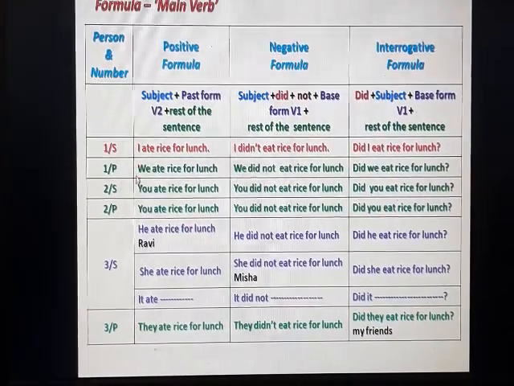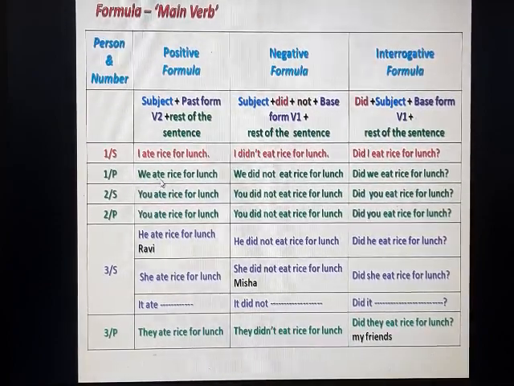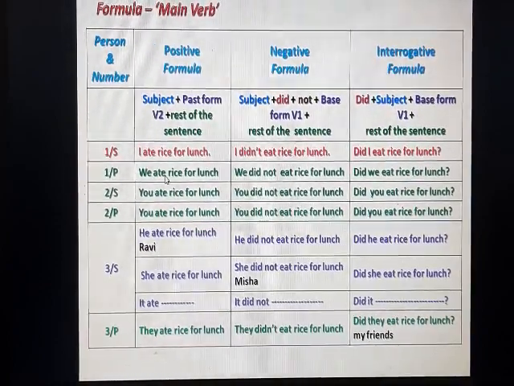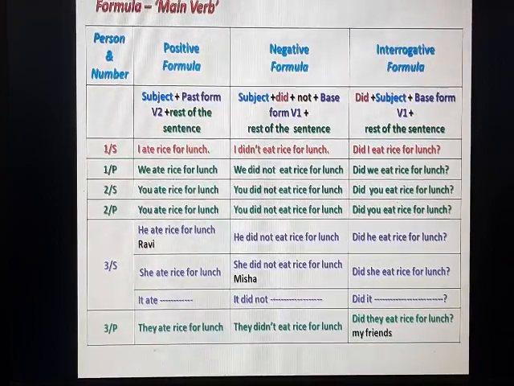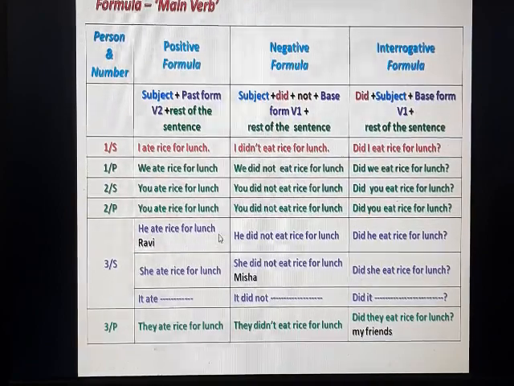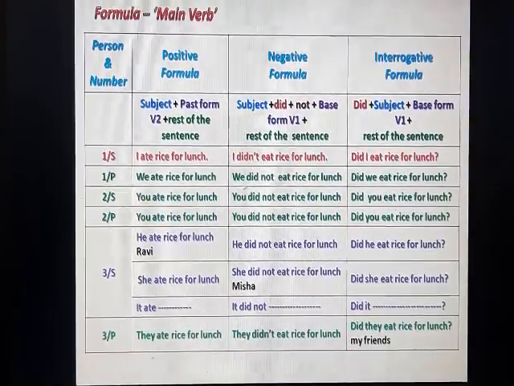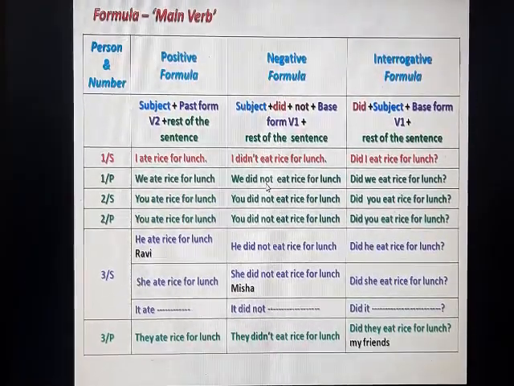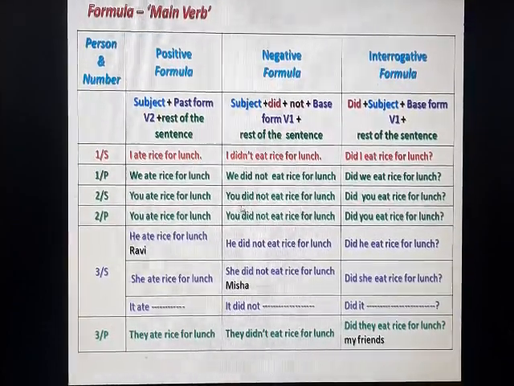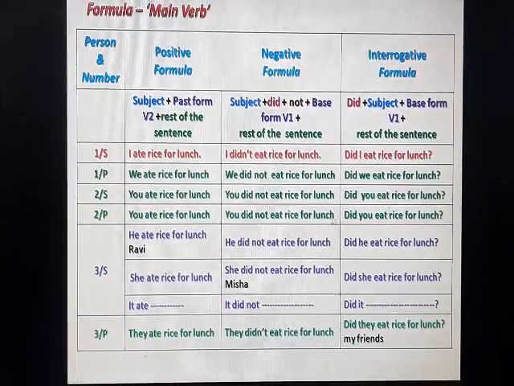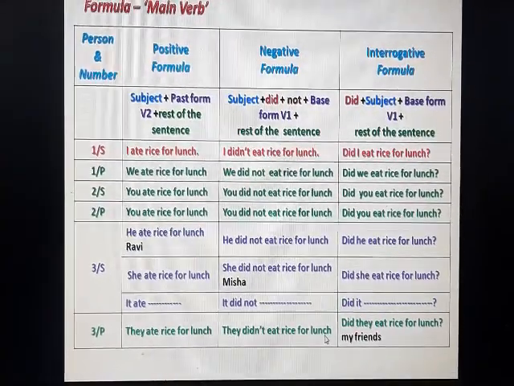For all the other persons and numbers, we use the same verb ate, past tense, irrespective of the number and the person. We ate rice for lunch, you ate rice for lunch, he ate rice for lunch, they ate rice for lunch. Same way in the negative also, we use did not, irrespective of the number and the person. We did not eat rice for lunch, you did not eat rice for lunch, she did not eat rice for lunch, they did not eat rice for lunch.